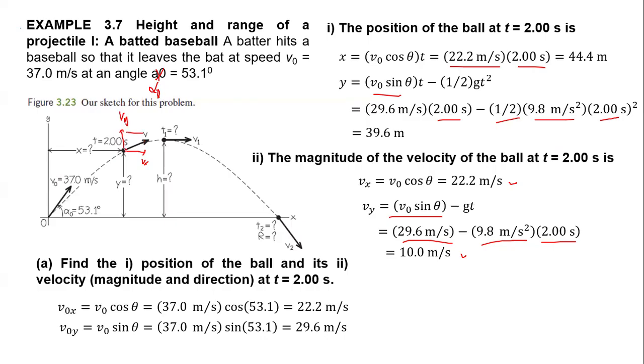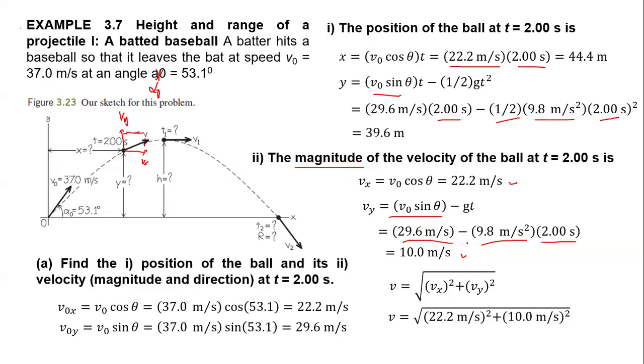So we can now calculate the magnitude of the velocity, since we have the components. The magnitude is just the square root of v_x squared plus v_y squared. So v_x is 22.2 meters per second and v_y is 10 meters per second. So you have 24.4 meters per second.